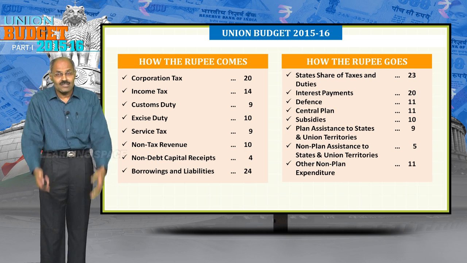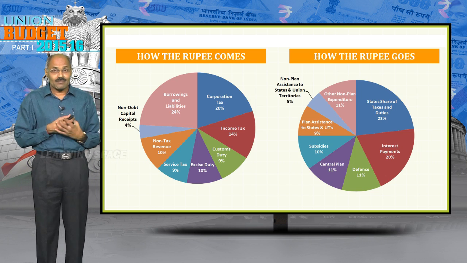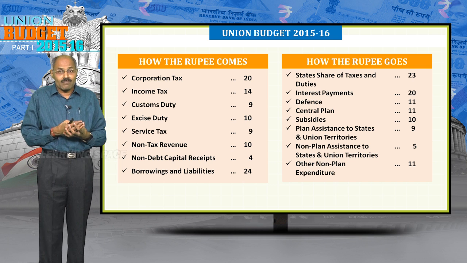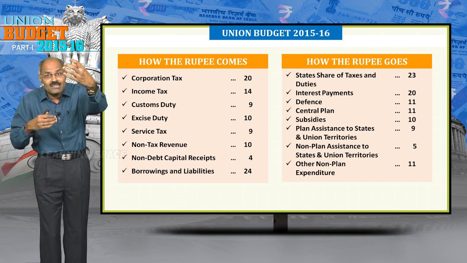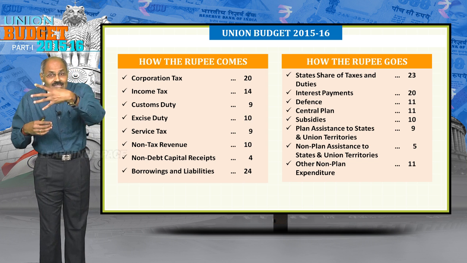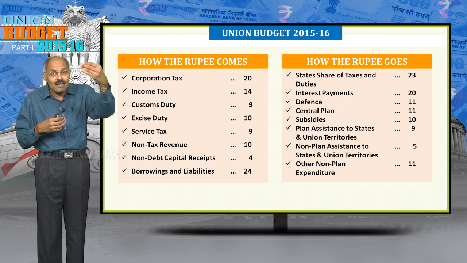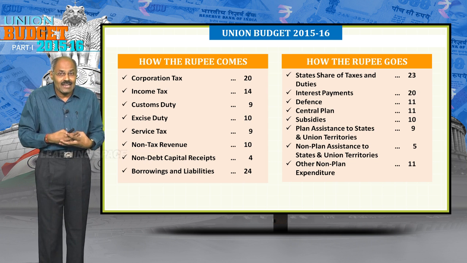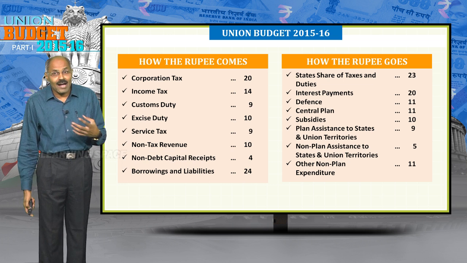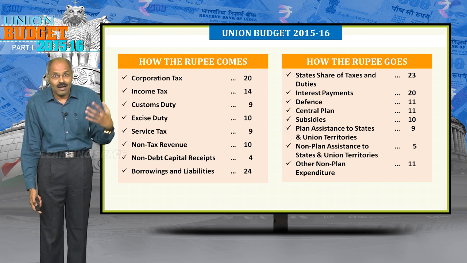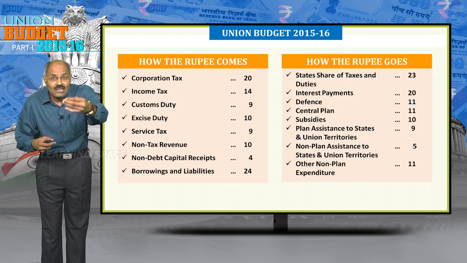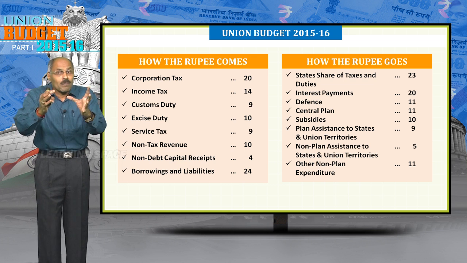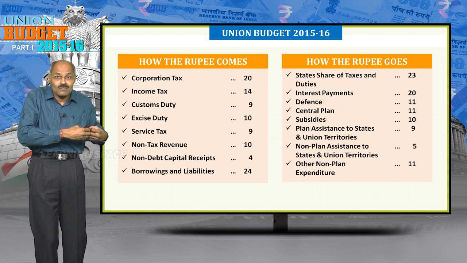And if you want to look into this chart, how the rupee is coming, how the rupee is going. Out of 100 paise, 20 paise of income is coming from corporation tax, 14 paise is coming from income tax. Like that, government is getting income. But please see, borrowings and other liabilities are more than our corporation tax. They are 24%. So, 24% of our income is coming through borrowings.